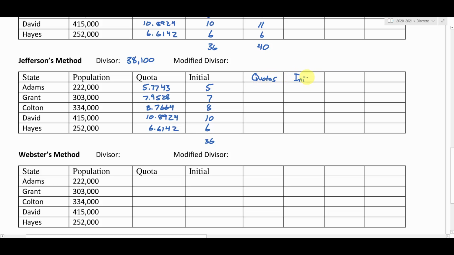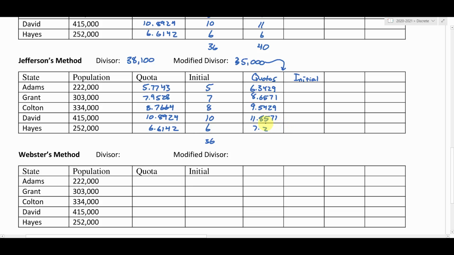a new initial allocation. Okay, so I'm going to lower our modified divisor. I'm going to lower the divisor to increase the number of representatives that get apportioned here. So I'm going to lower this down to 35,000. That'll be my modified divisor, and I'm going to do the work with my new divisor here in these next 2 columns. So I'm going to take each individual population for the counties. I'm going to divide by 35,000 this time and see what I get for my new quotas.